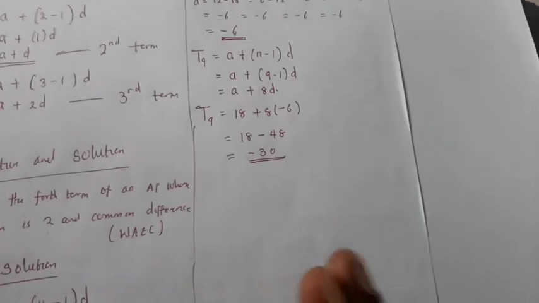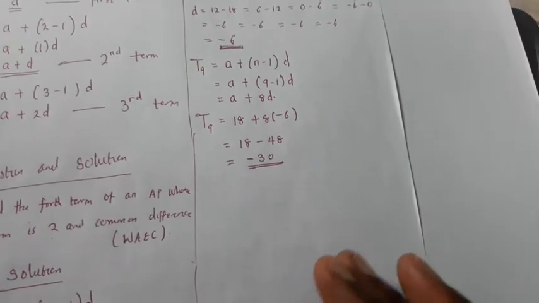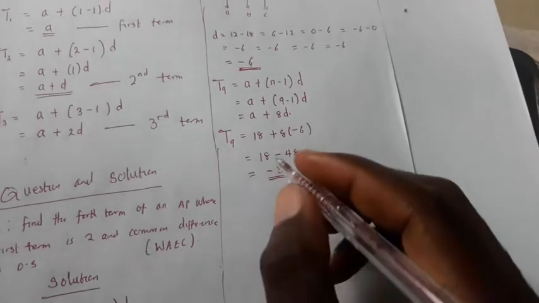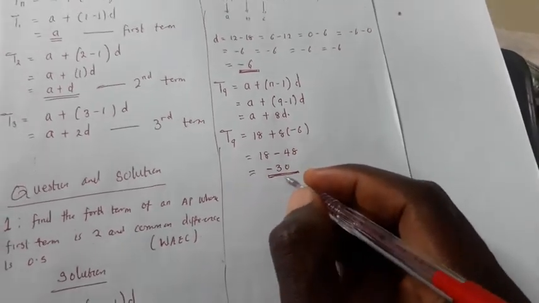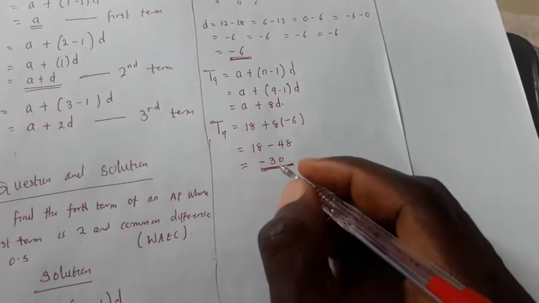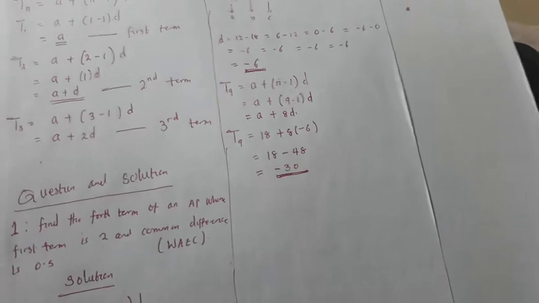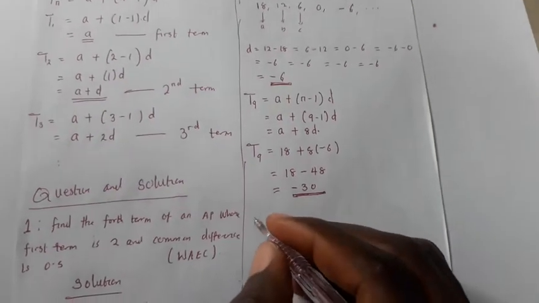If you are having difficulties between negative and positive, or to add negative and positive, negative and negative together, you watch my next video here on algebra, simple algebra. Thanks. We are able to get T9 to be equals to minus 30. Thank you very much. We will move to question 3.